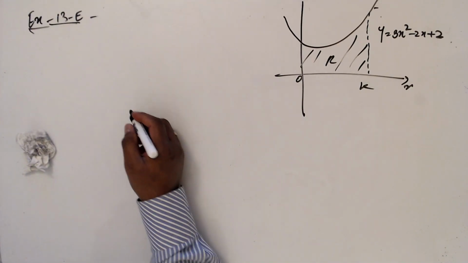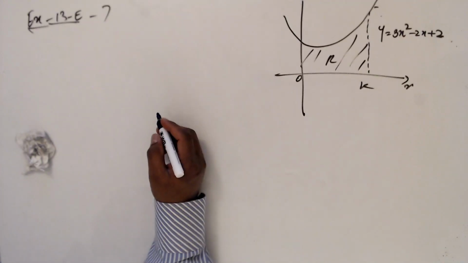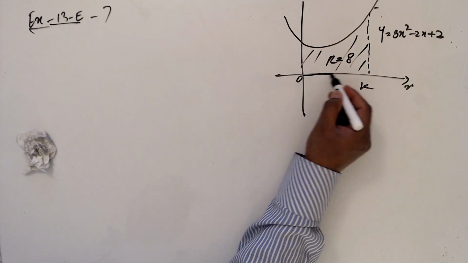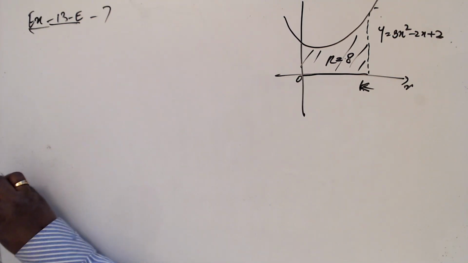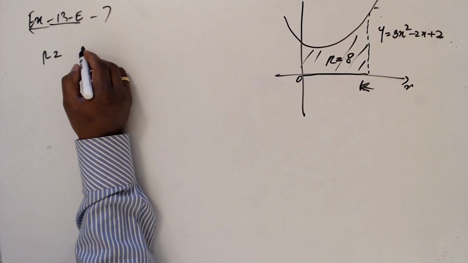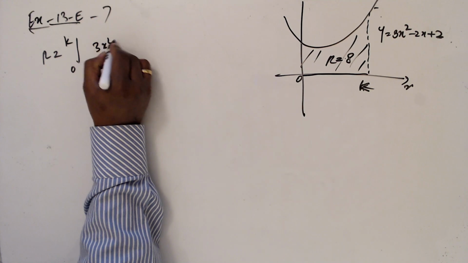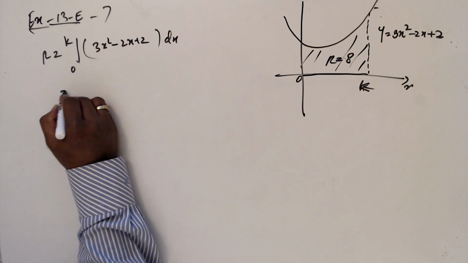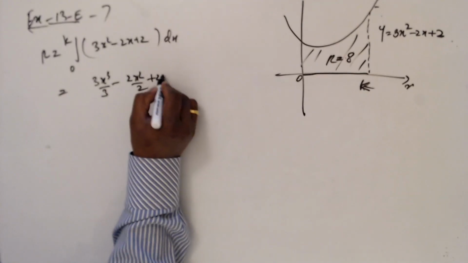This is question number 7. The area of this is 8 units. And when you integrate this one up to k, you will get 8 units. So we'll integrate up to k and we'll make it equal to R. So R equals integrate 0 to k, 3x square minus 2x plus 2 dx. So this is going to be 3x cube over 3, minus 2x square over 2, plus 2x.